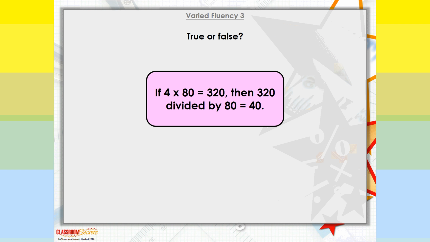Okay, next one. True or false? If 4 times 80 equals 320, then 320 divided by 80 equals 40. Pause the video. Let's look at the answer. It is of course false. 320 divided by 80 equals 4.